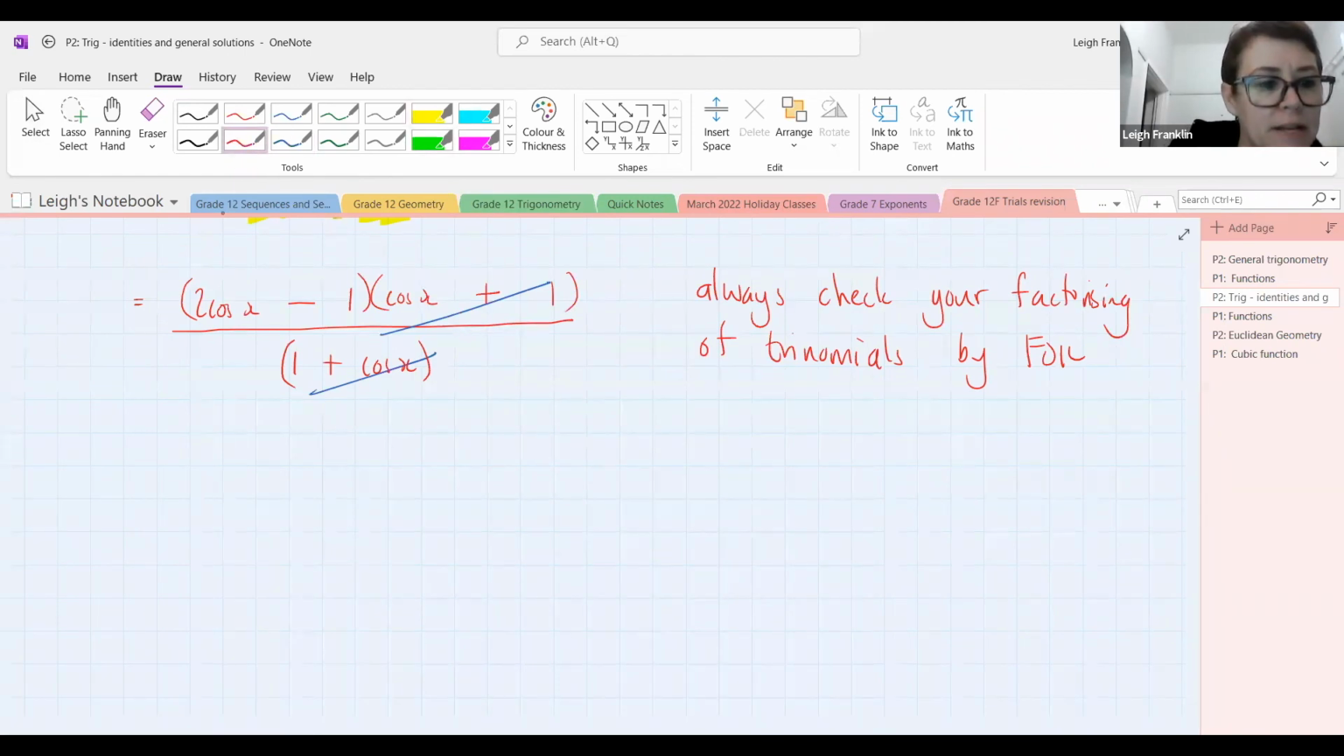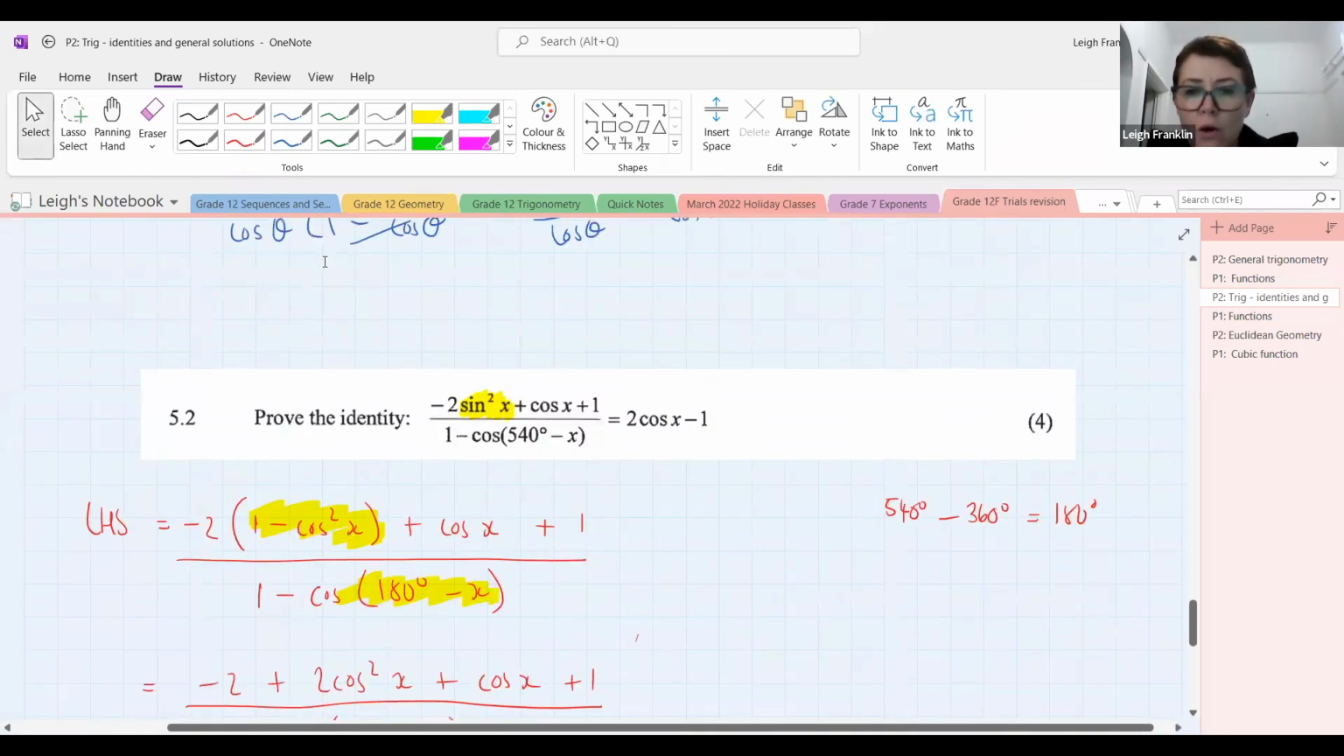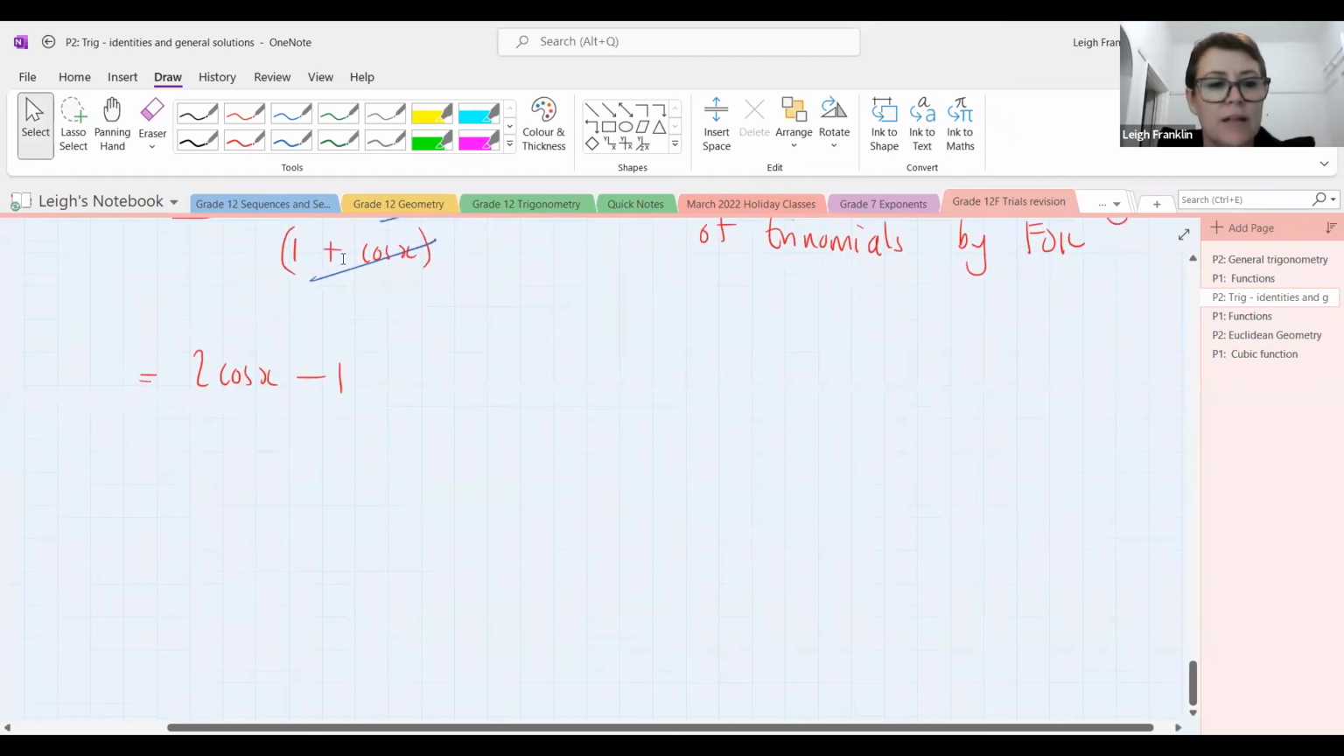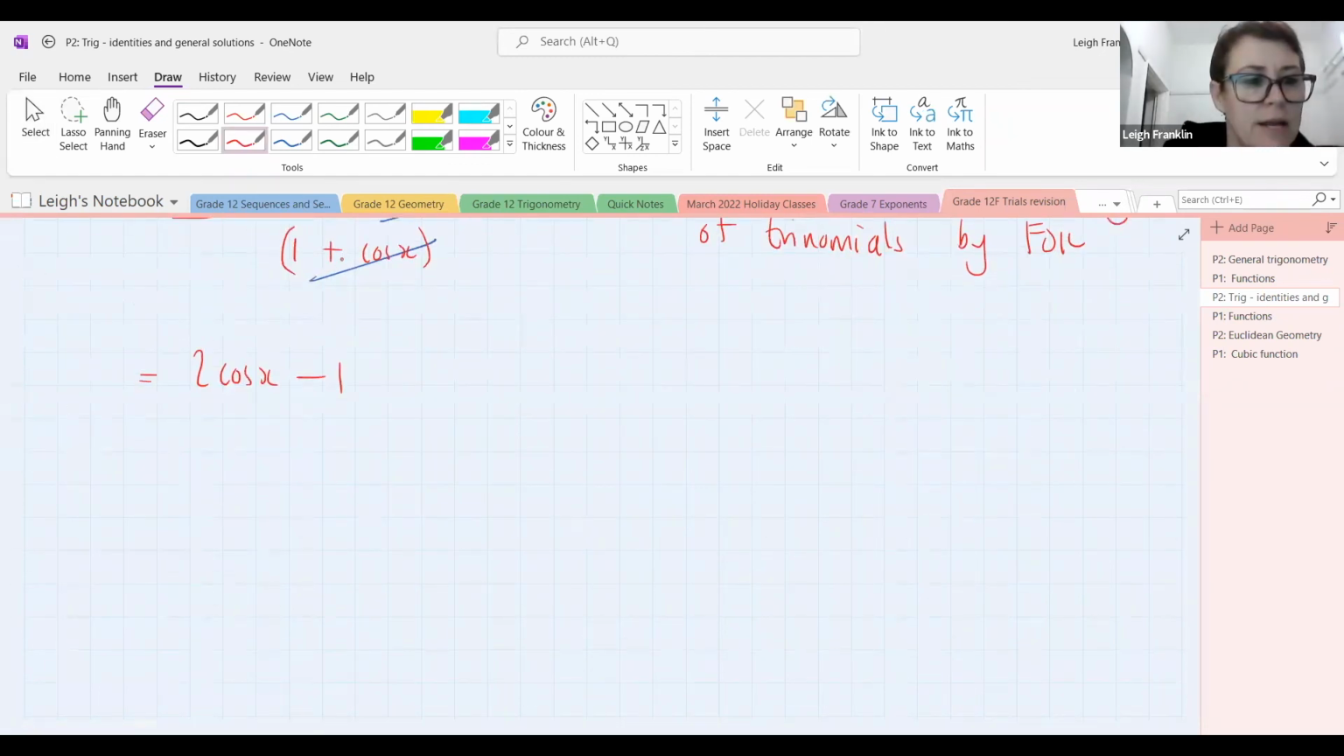Okay, and then this leaves us with 2 cos x minus 1, which is, I think, yes, indeed, that is what we had on the right-hand side. Okay, so hopefully we're all good. Are there any questions?